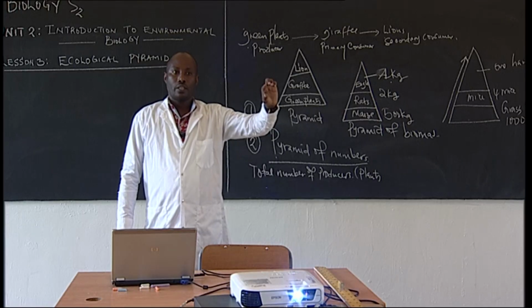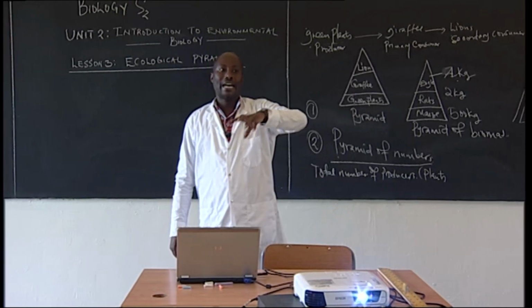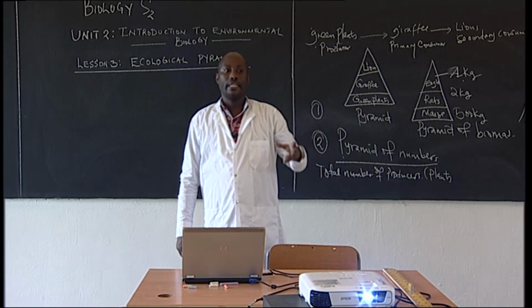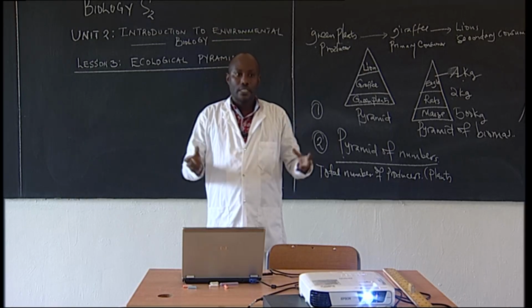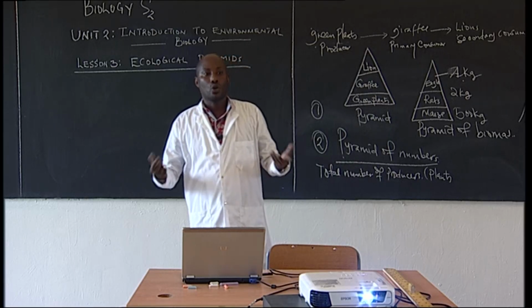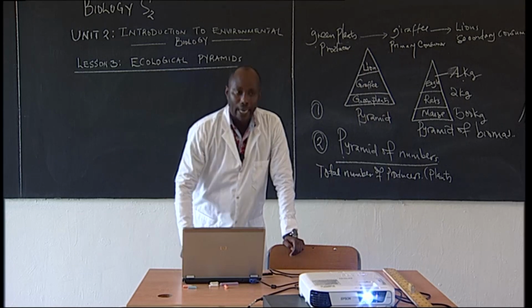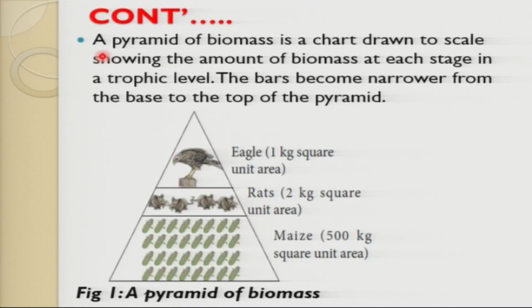In each trophic level, in any food chain, if the dry mass of organisms at each trophic level can be weighed, the mass can be used to draw the typical diagram called the pyramid of biomass. Okay? We had the diagram. The diagram shows how the pyramid of biomass is constructed: a chart drawn to scale showing the amount of biomass at each stage in the trophic level.